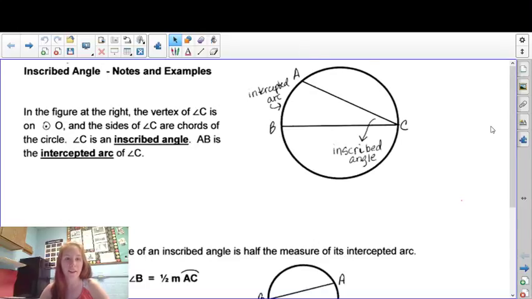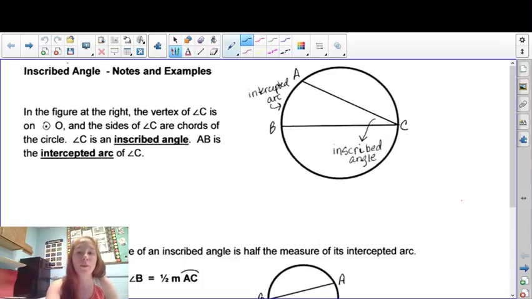Today we're going to talk about an inscribed angle. An inscribed angle is an angle whose vertex is on the circle and whose sides are chords. So we need to recognize the difference between an inscribed angle and a central angle is that we have to have the sides being created by chords. Typically, that's what people forget to look for when they're comparing an inscribed versus a regular central angle.